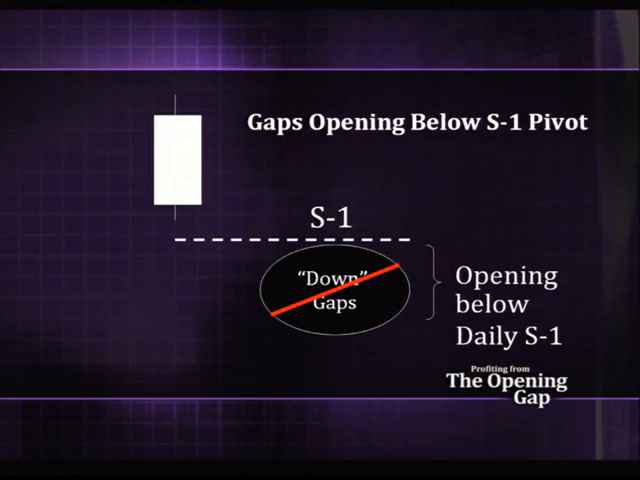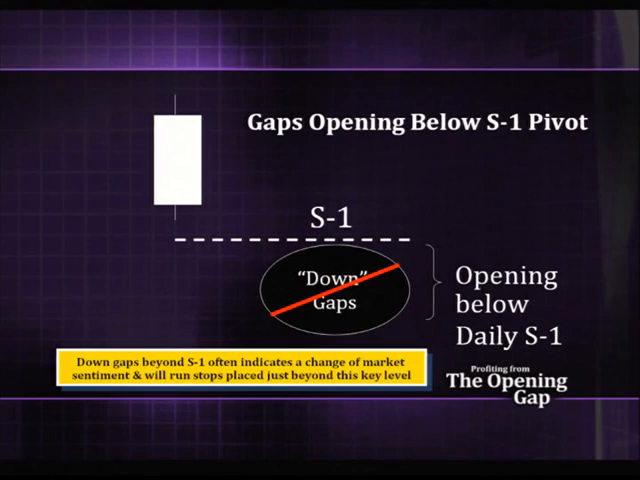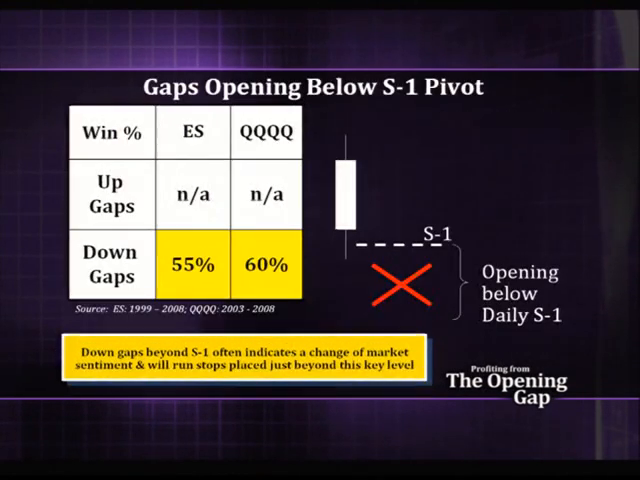So doesn't mean that it's not going to fill. Doesn't necessarily mean you can follow that gap either. The other technique is to follow the gap, go with the gap. But if I was going to pick a direction, you want to be following that gap, not fading it, at least from my experience and from the research shows. So that's a gap opening below the S1 pivot, but don't take my word for it. Let me show you some research that supports it.